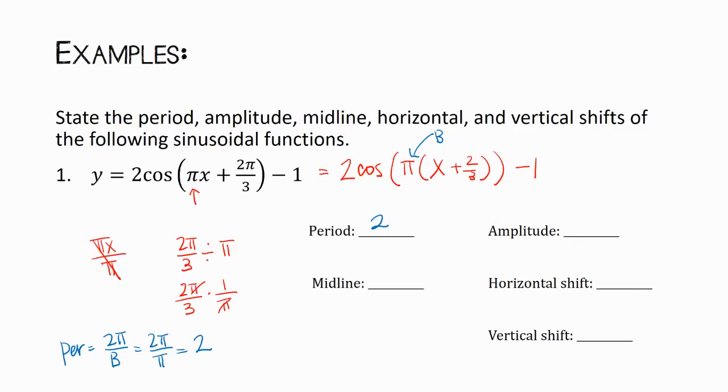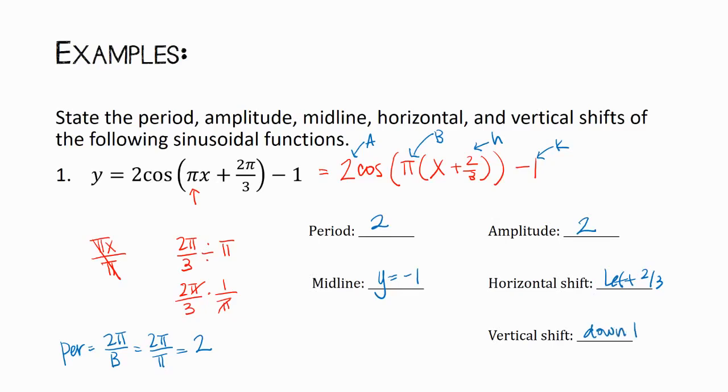Then our midline is just the k value at the end. It's an equation of a line though, so we're going to write y equals -1. Our amplitude is the a value out in front, so that would just be 2. Our horizontal shift is this h value, and it's opposite of what we think, so we're going to go left 2/3 units. Our vertical shift is the k value at the end, so we're going to go down 1.